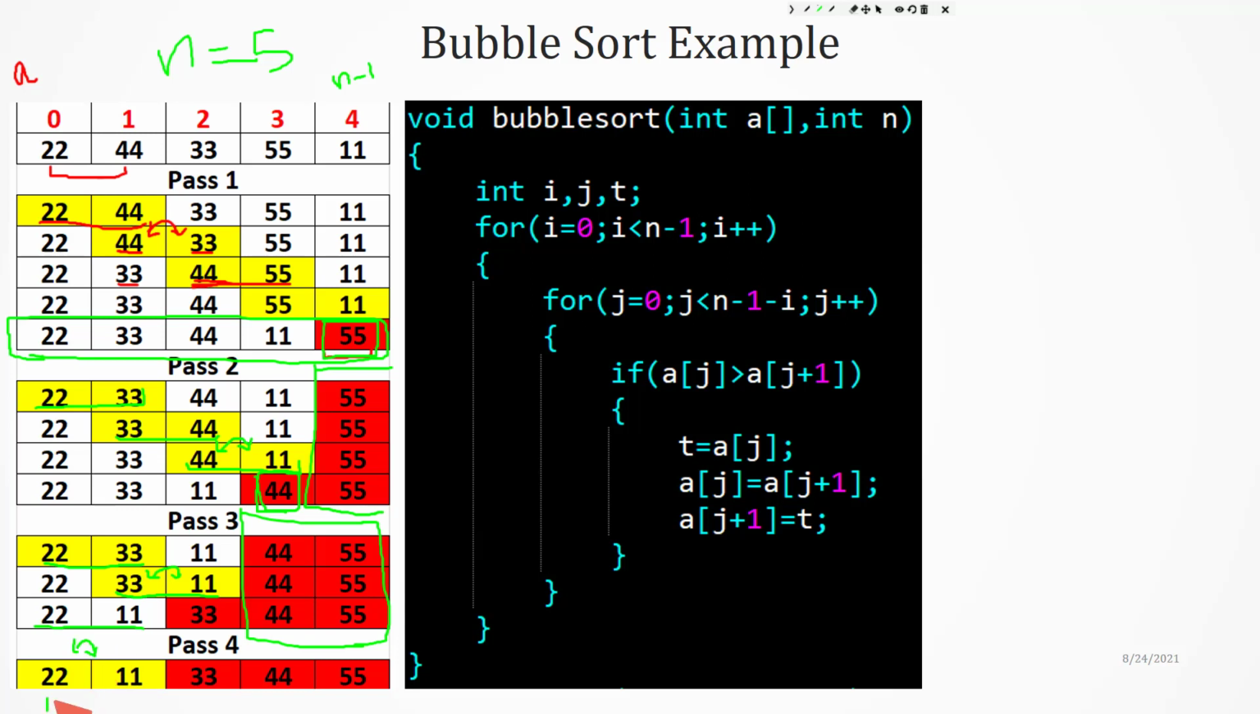So here 11 will come, here 22 will come, here 33 will be there, 44 and 55. So in the end I will get a sorted array. This is the working of bubble sort.